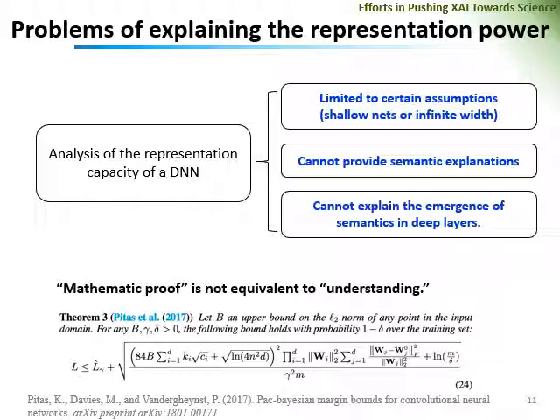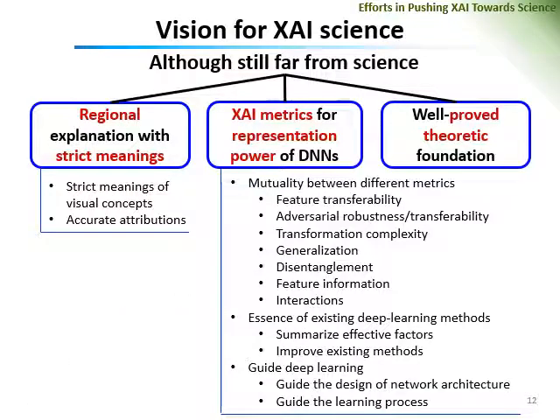And third, current study cannot explain the emergence of semantics in deep layers, because unlike the shallow neural networks, the unique feature of deep networks is that sometimes the semantics emerge in deep layers. Although the current XAI study is still far away from science.